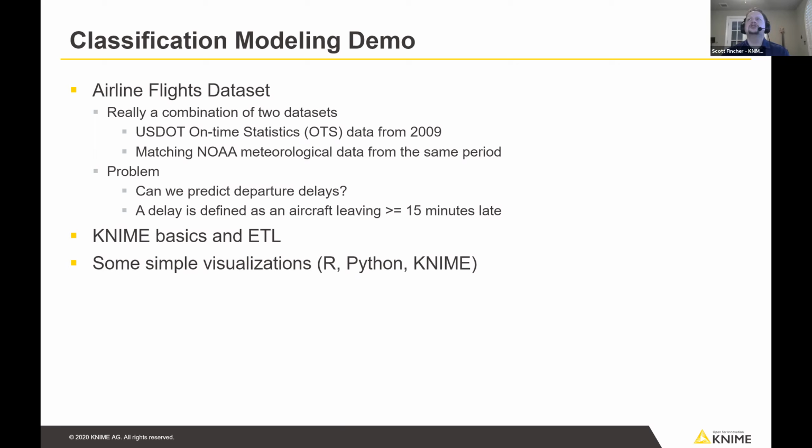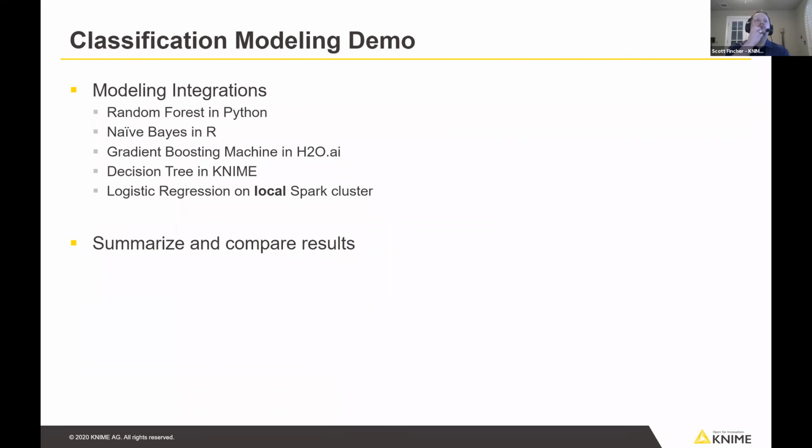So in order to go through this process, I'll show you some basics about KNIME and how we would do ETL within KNIME, loading in the data, transforming it, and so forth. We also have some simple visualizations that I can show you. And this is where I also want to start getting into the open source integrations we have, which is really the whole point of this talk. How we do this in KNIME, but also how you could do some of these visualizations in R and Python as well.